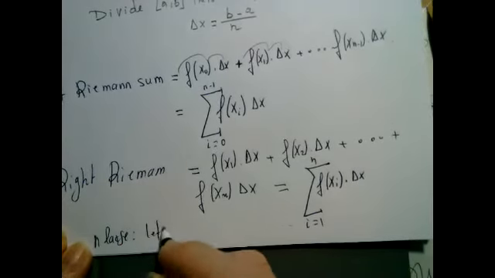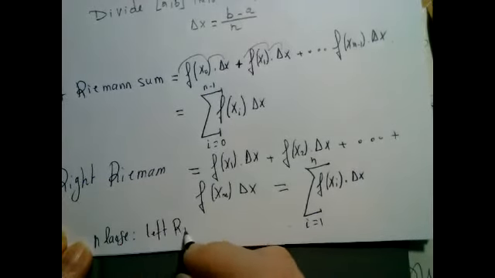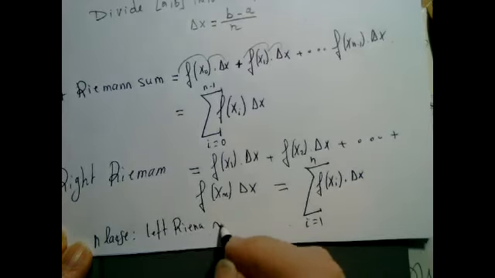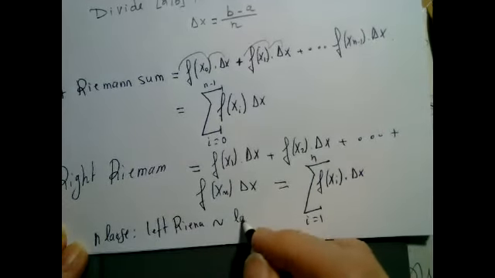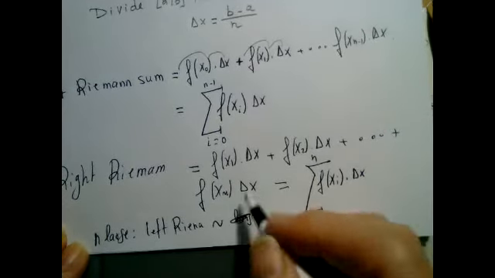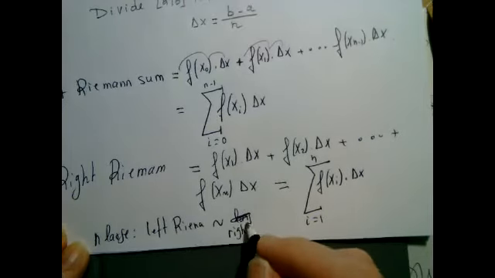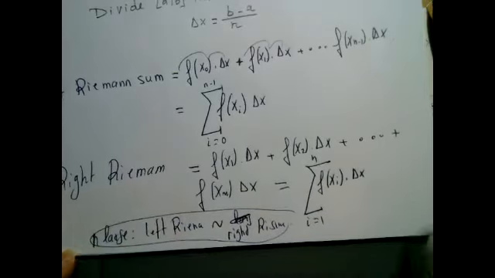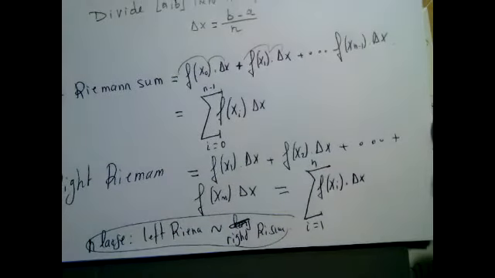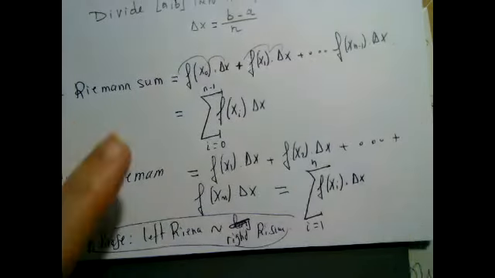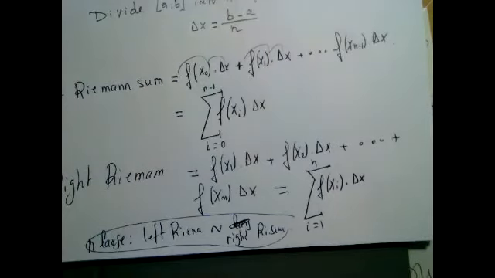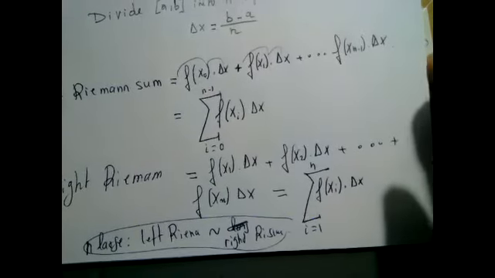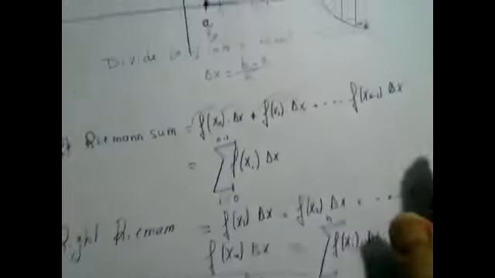So when n is large, the left Riemann sum is almost equal to the right Riemann sum. So that's what happens when n is very large. Now, what is the definite integral? Of course, we will have an example. We're going to compute the sum. All right, so now what's the definition of the definite integral?